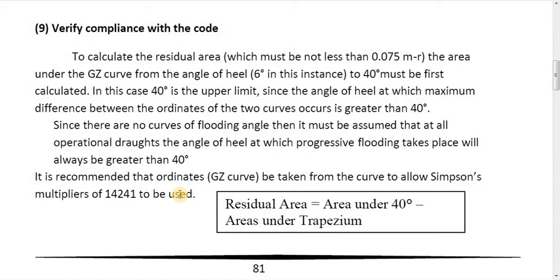And also the GM should be not less than 0.3 meters, which is higher than the normal IMO criteria for other types of cargo, which is only half, 0.15 meters GM. Okay, so let us continue with the calculation of the residual area to verify compliance with the code.